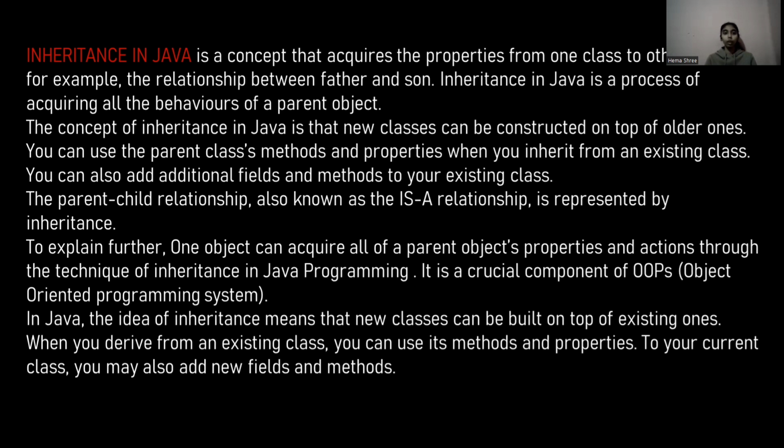To explain further, one object can acquire all the parent object's properties and actions through the technique of inheritance in Java programming. It is a crucial component of OOPS. In Java, the idea of inheritance means a new class can be built on top of existing ones. When you derive from an existing class, you can use its methods and properties in the current class. You may also add new fields and methods.